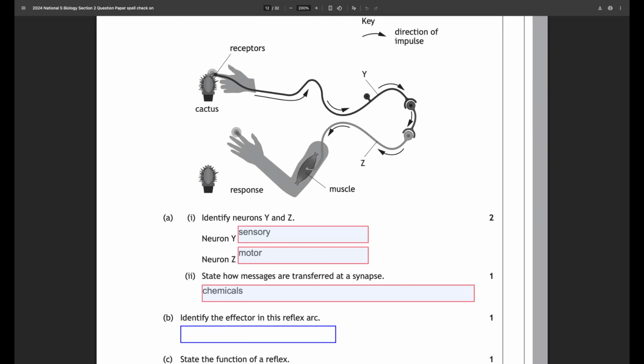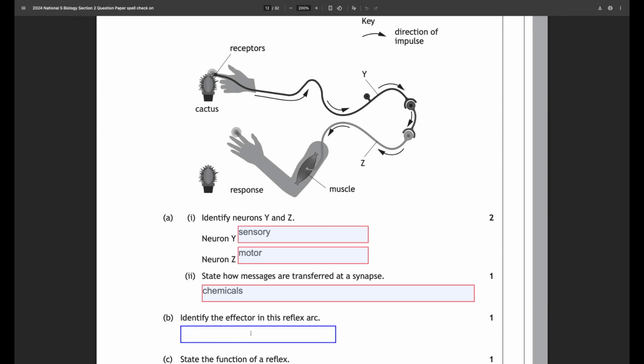Okay, part B, identify the effector in this reflex arc. Well, the effector is what carries out the response, okay? And the response is at this end. So what is the effector? What's the thing that's actually carrying out the response? Now, you might be tempted to say the hand, because it's the hand that's moving, but what's causing the hand to move? That's the key thing.